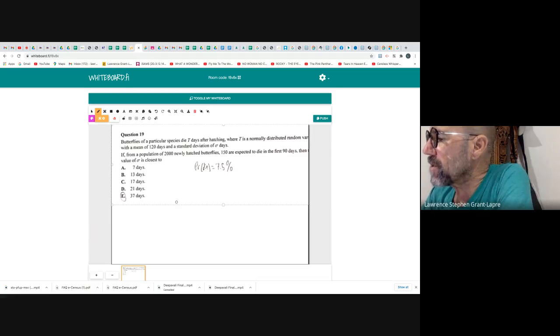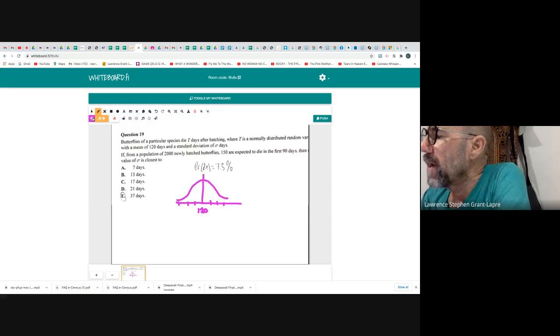So let me just draw a normal distribution curve. It's normally distributed at 120, go up 3 standard deviations and down 3 standard deviations, and we've got almost 100% of the curve.